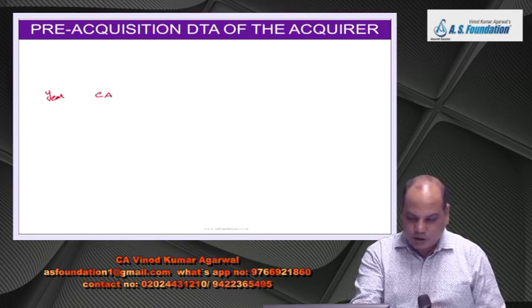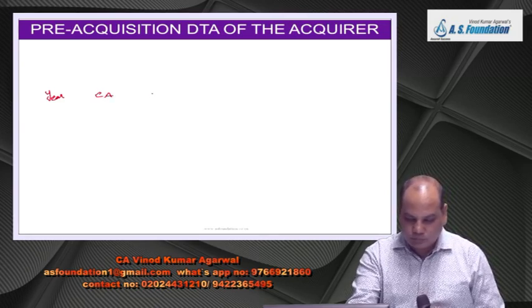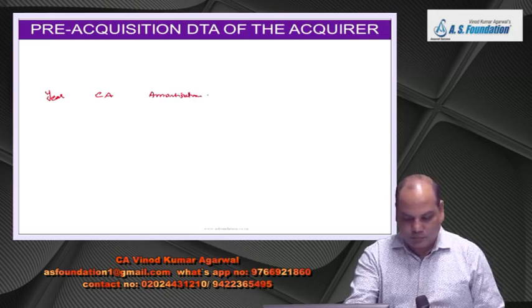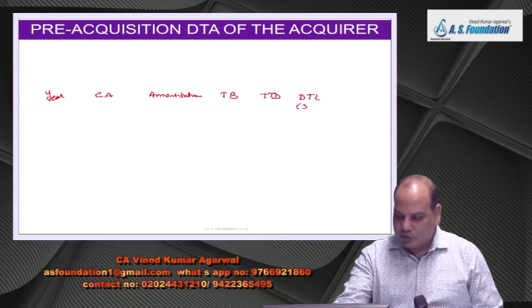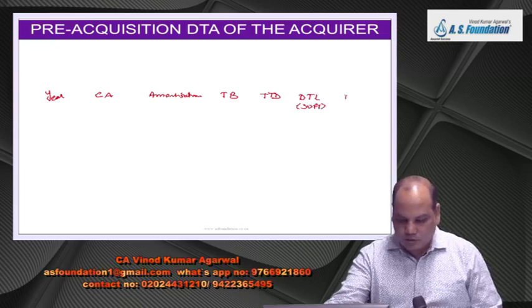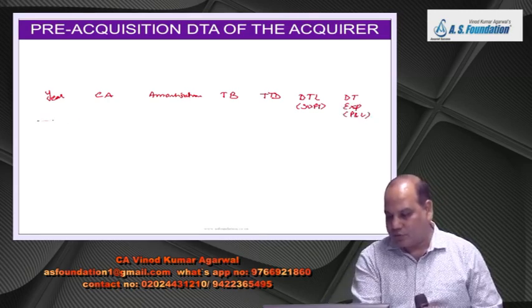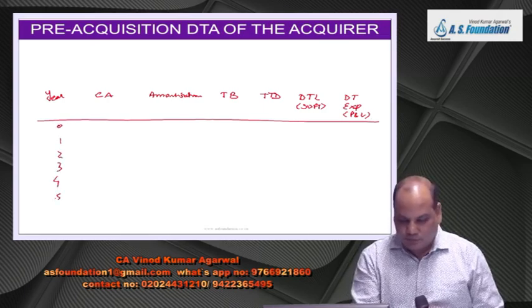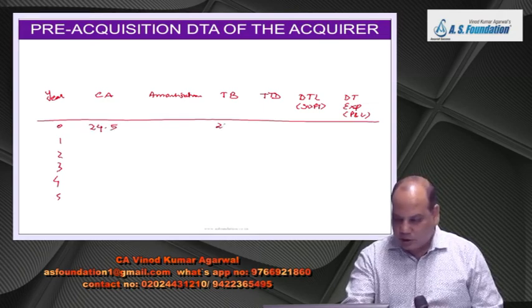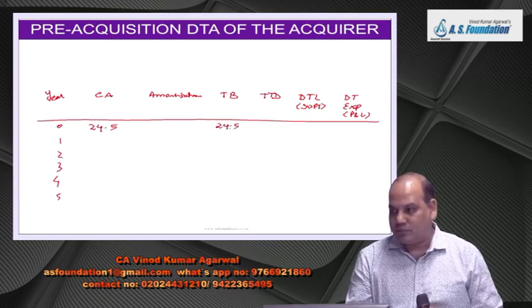Year, carrying amount of goodwill, then amortization as per tax law, tax base, taxable temporary difference, DTL for SOFP, and deferred tax expense for profit and loss. Okay, so year 0, 1, 2, 3, 4, 5. In year 0, carrying amount and tax base will be the same.